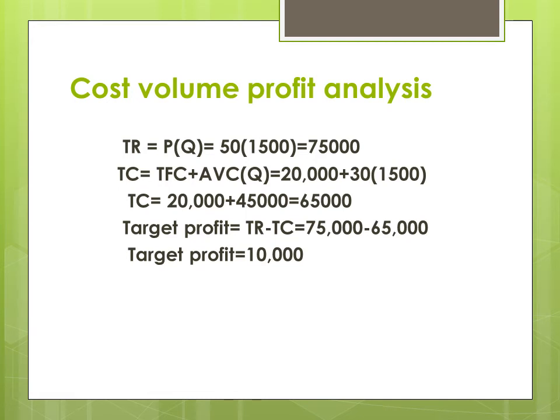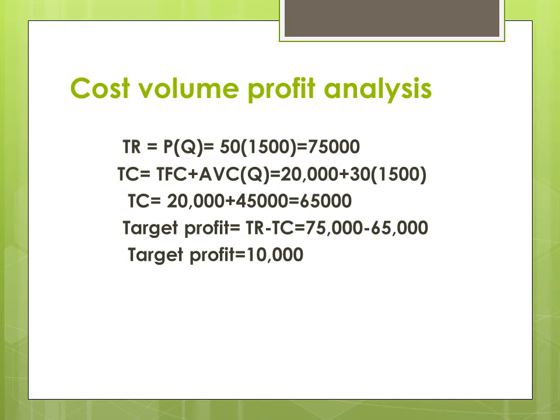We can check that at this level the firm can earn 10,000 profit, because our target profit is 10,000. We can check it with total revenue, which is equal to price times Q. Our fixed price is 50, and our target output is equal to 1500. So our total revenue will be 75,000.